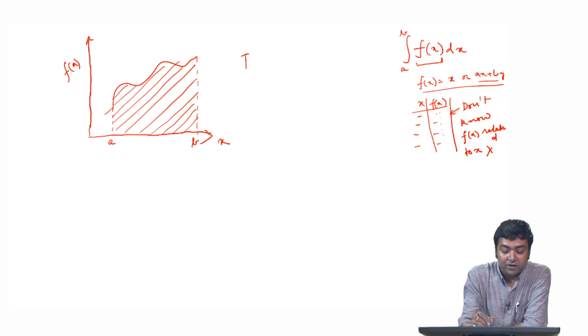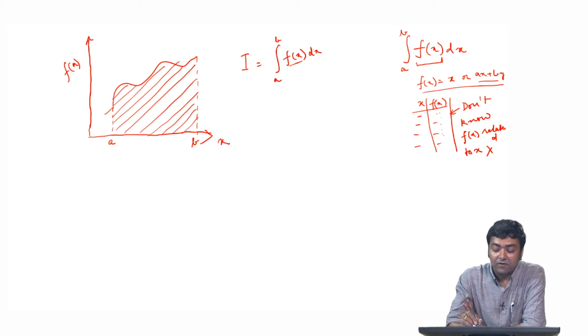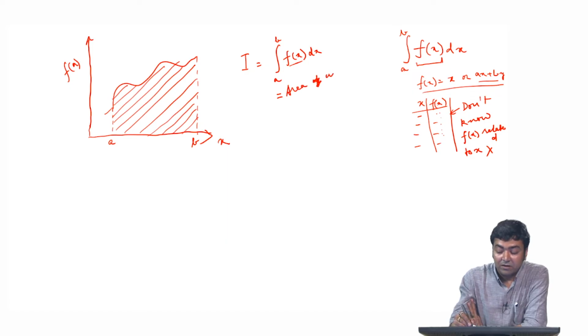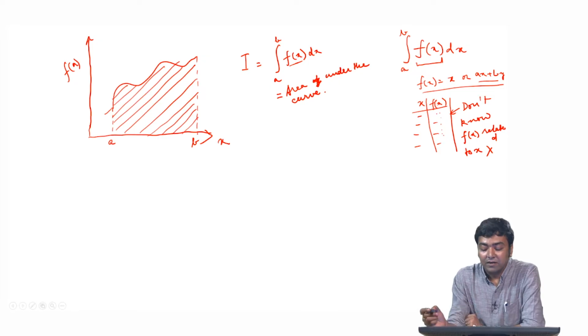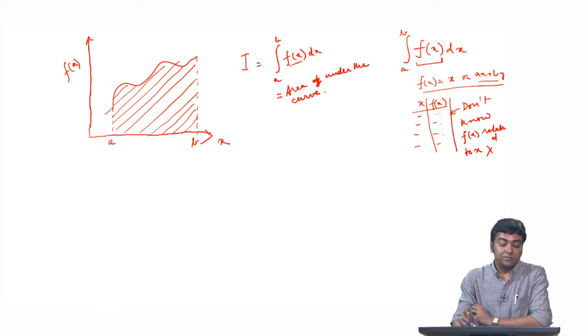So, to summarize, I want to evaluate this integral where I do not know the functional form of f(x). One way to estimate the value of this quantity is to measure the area under the curve. If I can do that, I am done with my integrals. So, how does one do that?